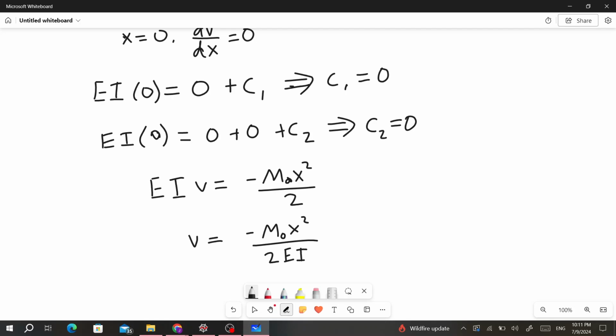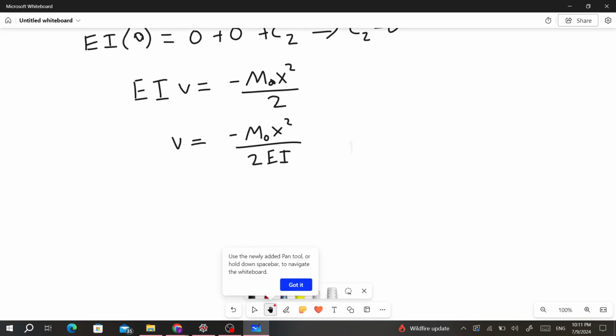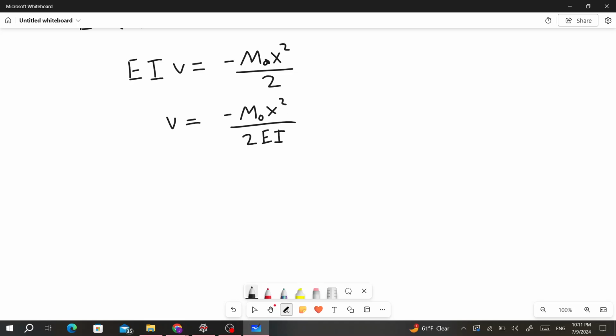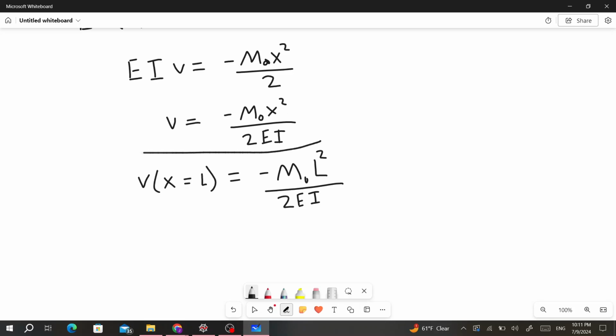And we want to know what the deflection is at the tip, so we plug in L for x. So v at x equals L is equal to minus M naught L squared divided by 2EI. Okay, so this is our intermediate answer. We just derived the deflection at the free end of the cantilever beam due to a moment M naught.